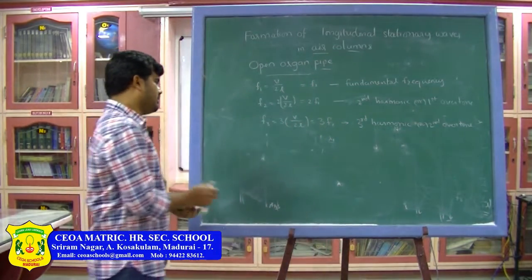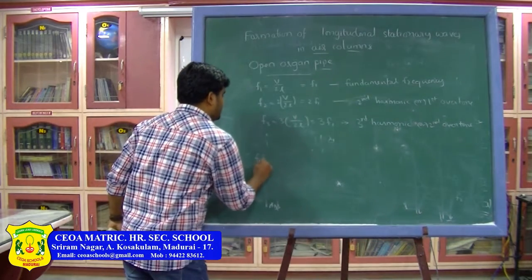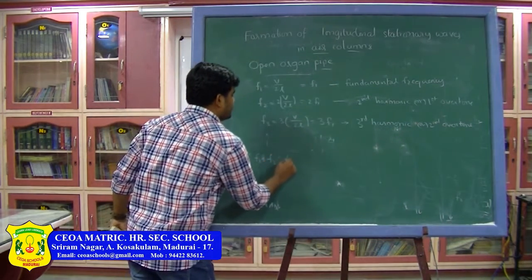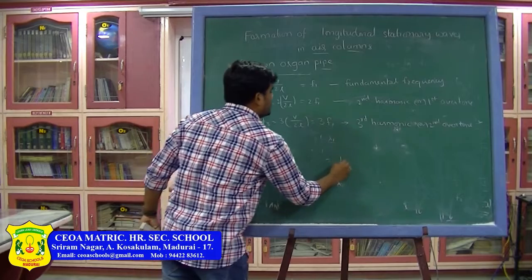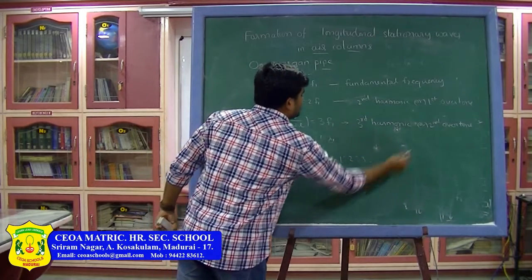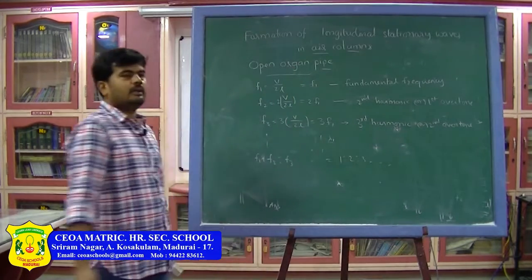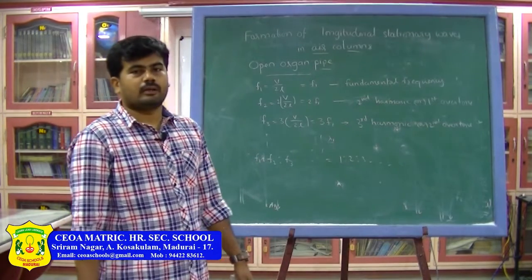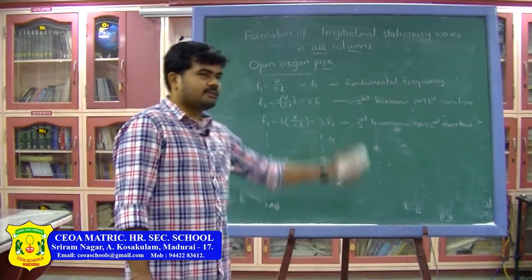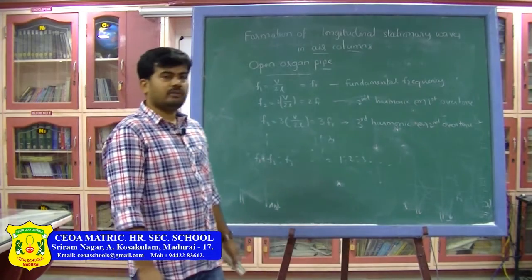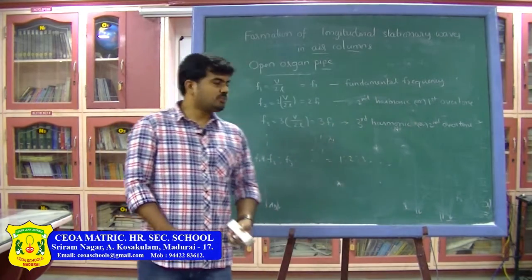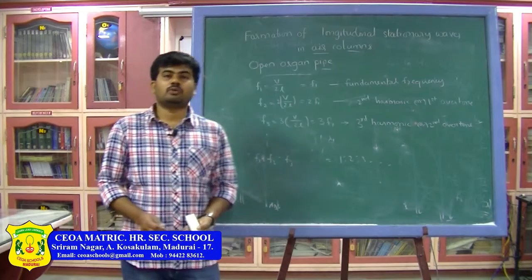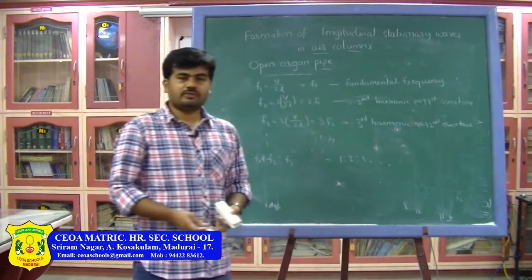Now, the frequency ratio in case of an open pipe, F1 is to F2 is to F3 and so on, is 1 is to 2 is to 3 and so on. So, that is the formation of stationary waves in case of an open organ pipe. Later I will discuss the concept of end correction. Now let us move on to the next concept, that is the closed organ pipe and formation of stationary waves.